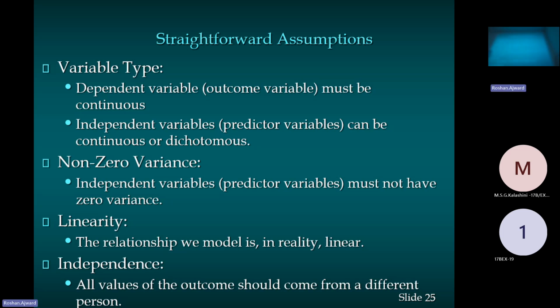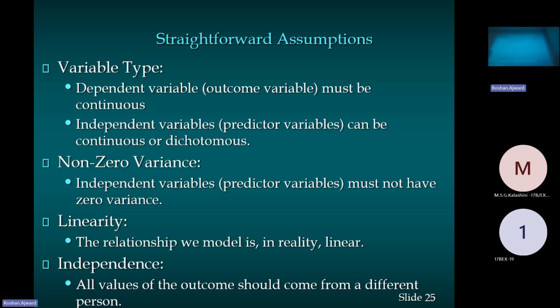Then after this, I'm going to discuss more tricky assumptions. How many straightforward assumptions are there? Four: the nature of the independent and dependent variables, non-zero variance, linearity, and independence. Then there are 6 more assumptions to be discussed.